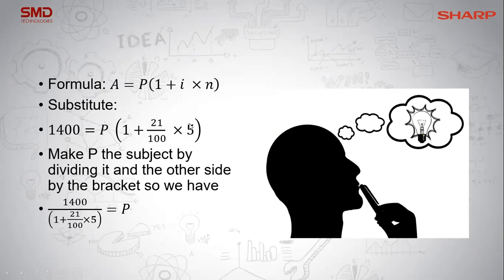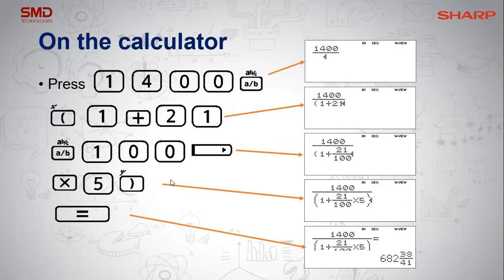Of course, we need to solve for P, so we make P the subject of the formula by dividing by this entire bracket on both sides, and that's what's happened over here. And then, of course, we can type that all into the calculator. So I'm going to do that now.